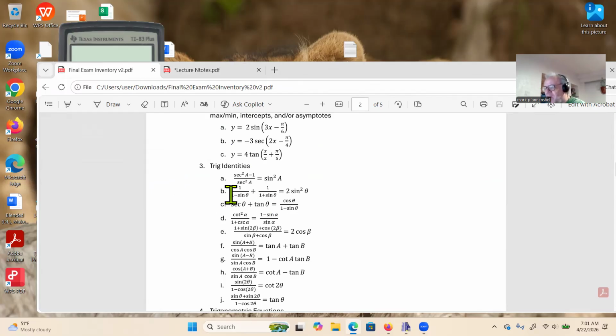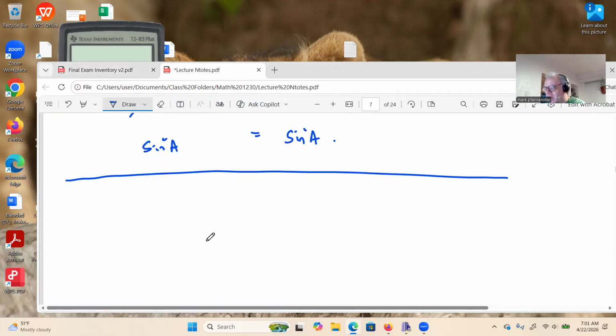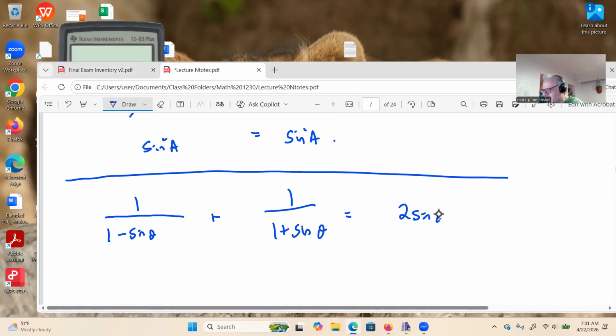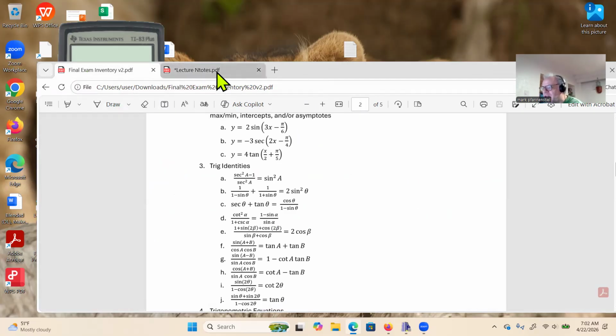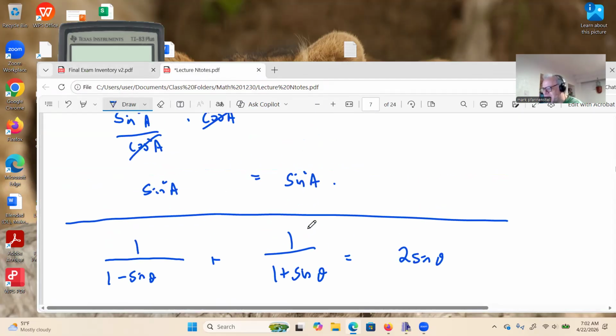So this one: 1 over 1 minus sine plus 1 over 1 plus sine is equal to 2 sine theta. Yeah. So we're going to write down the problem. We have 1 over 1 minus sine theta plus 1 over 1 plus sine theta, and we're claiming that's equal to 2 sine of theta. Let me double check to make sure I write down the problem correctly. Yep, we're good. So we'll figure out what happens here.